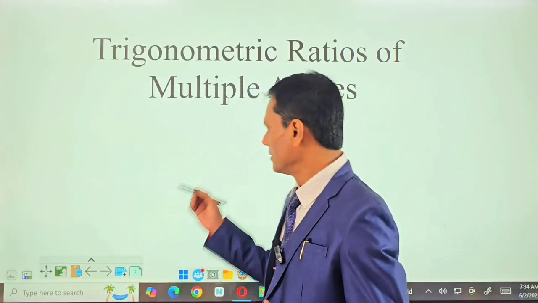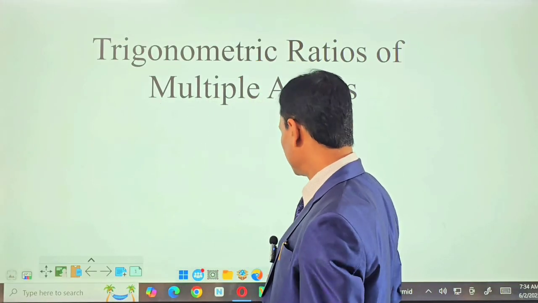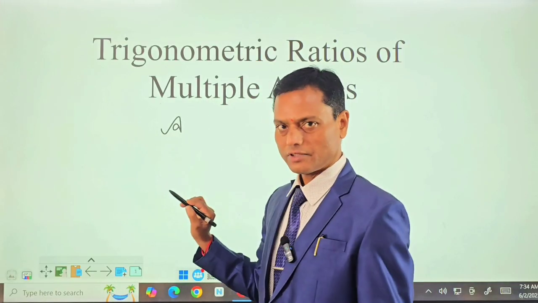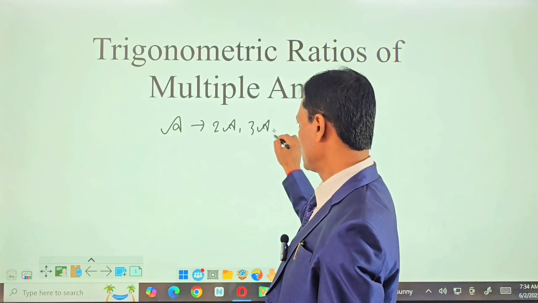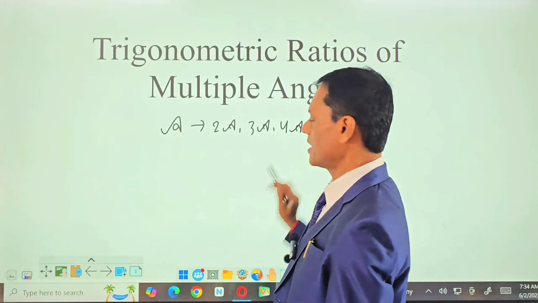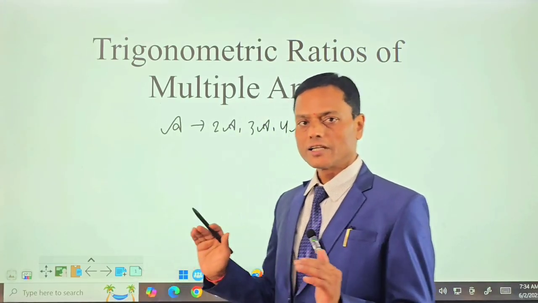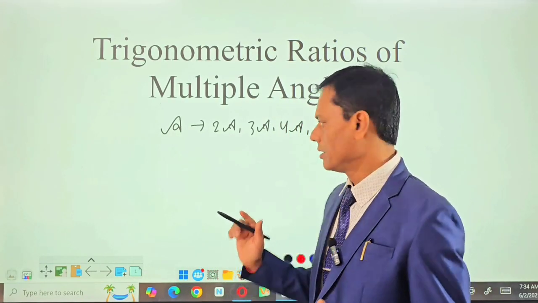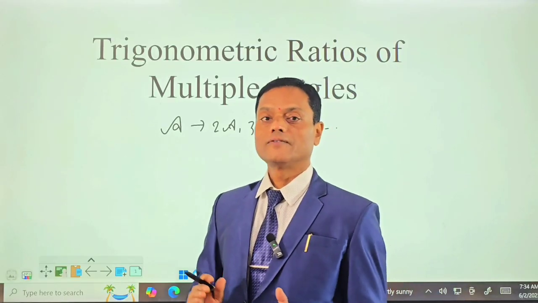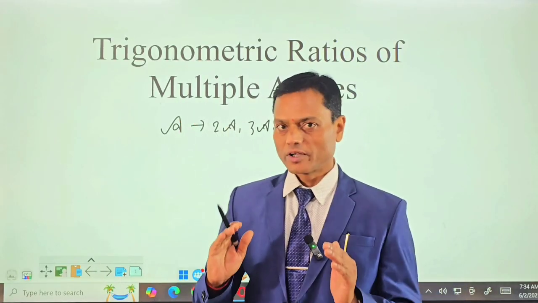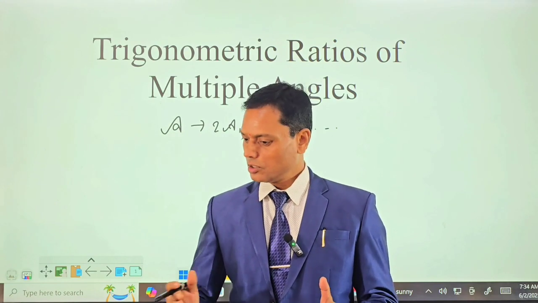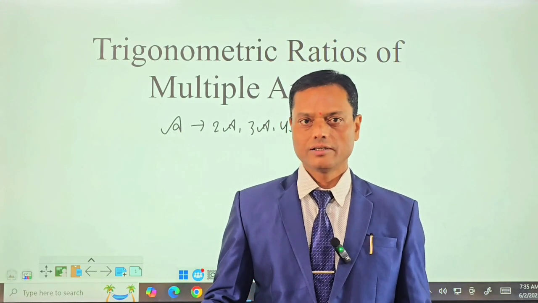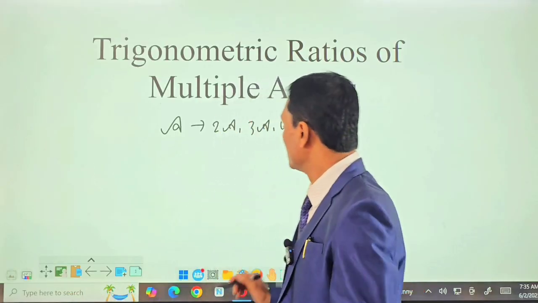We can say, if you have an angle, here is an angle, then 2A, 3A, 4A, like that, these are the multiple angles of the angle A. So any angle which is in the form of 2A, 3A, 4A, like this, is called a multiple angle. 2B, 3C, like this.